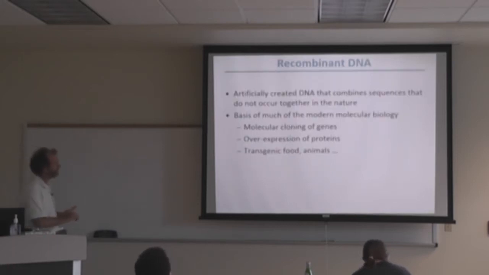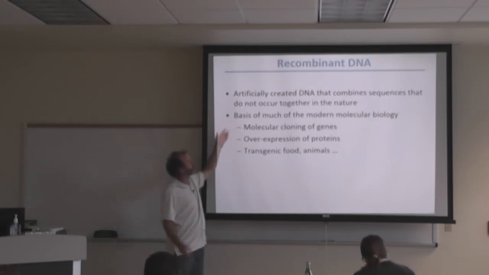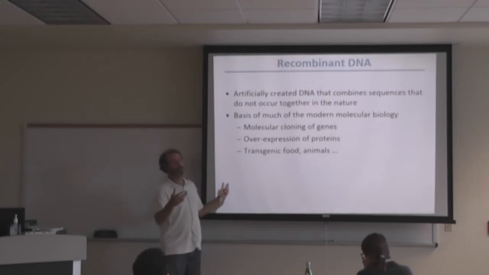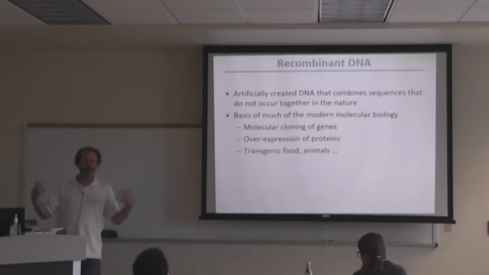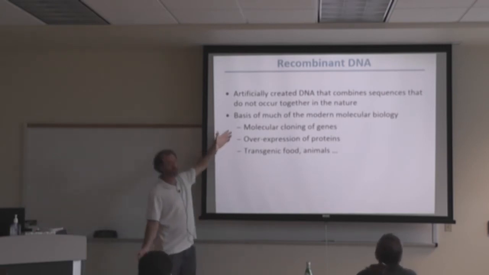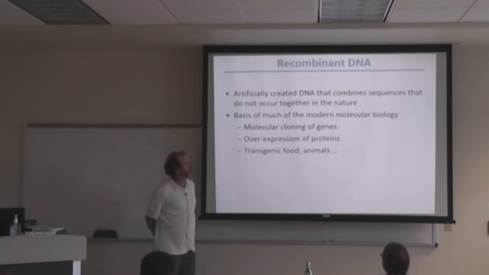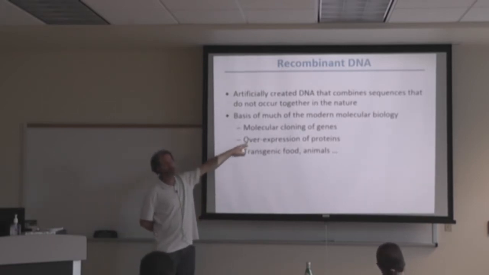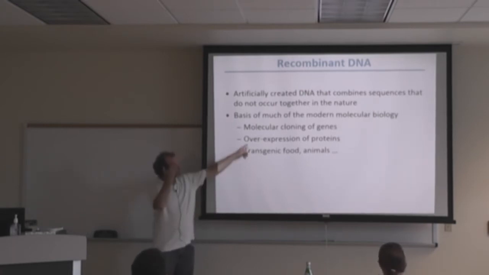So recombinant DNA is artificial DNA that combines sequences that do not occur together in nature. If you ever see an R, like rAAV, which they make across the street, that's recombinant adeno-associated virus. It's been recombined from two different species, basically, so it has DNA that doesn't naturally exist together. Much of modern molecular biology and molecular cloning of genes relies on this: we can clone genes into vectors that then cause overexpression of proteins. We can analyze what that does biologically in cells or animals, or collect those proteins and use them for other purposes, like for medicines.